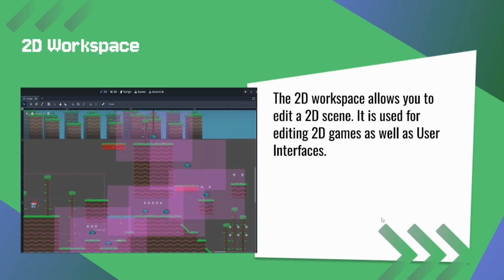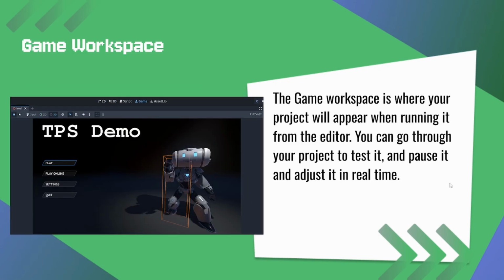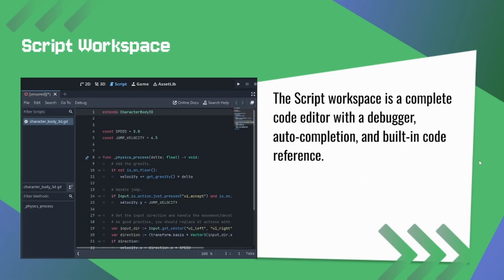All right, the 2D workspace. The 2D workspace allows you to edit a 2D scene. It is used for editing both 2D games as well as user interfaces. The 3D scene is for 3D games. It also has specialized settings for lighting and meshes. The game workspace is where your project will appear when you're running it through the editor. You can actually pause and play your game and adjust it in real time.